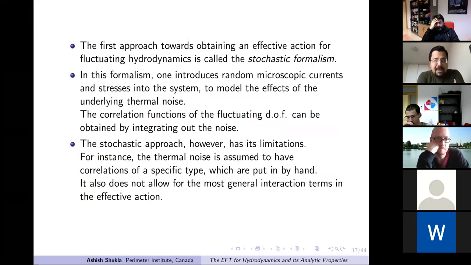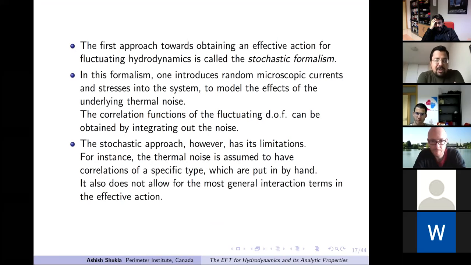So the stochastic approach is good. It gives you an effective action, but it has its limitations. For instance, the thermal noise is assumed to have correlations of a very specific type, as I'll point out quite soon, and these are put in by hand.